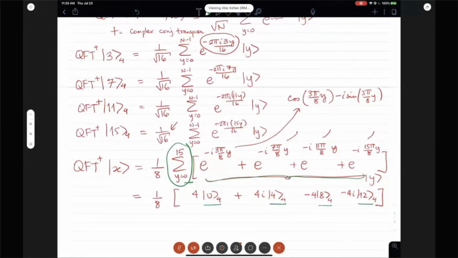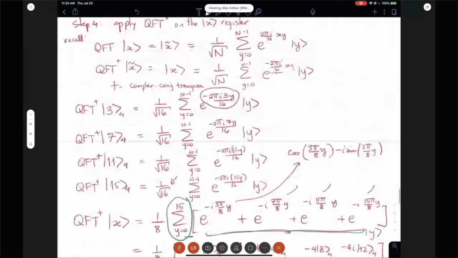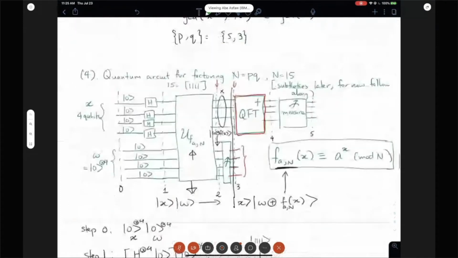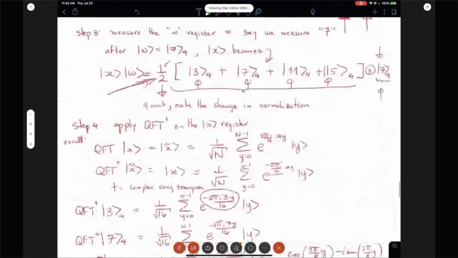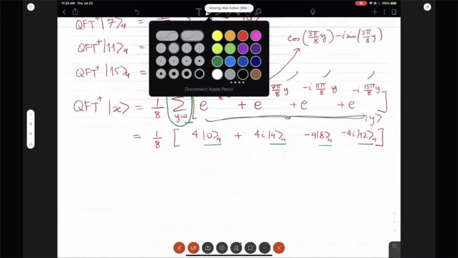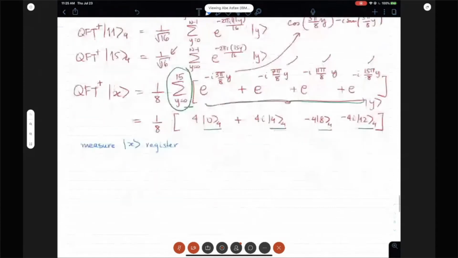Okay? So what does it mean at this point if we go back and look at the circuit? Let me show you again where we are. We just did the quantum Fourier transform, and now we're at this point where we're ready to measure the X register. So what happens if we measure the X register? What do we get? So this is the last step, right? Step 5. What happens if you measure this state?